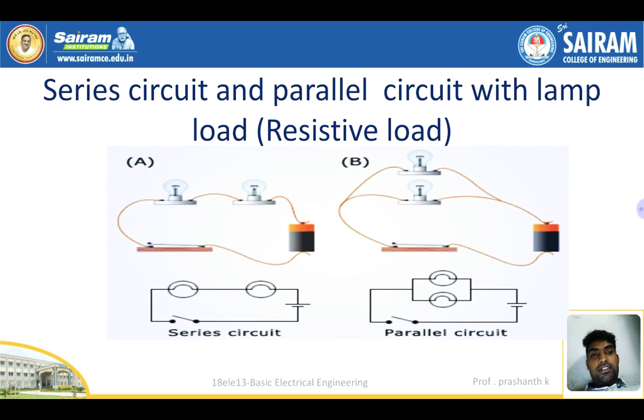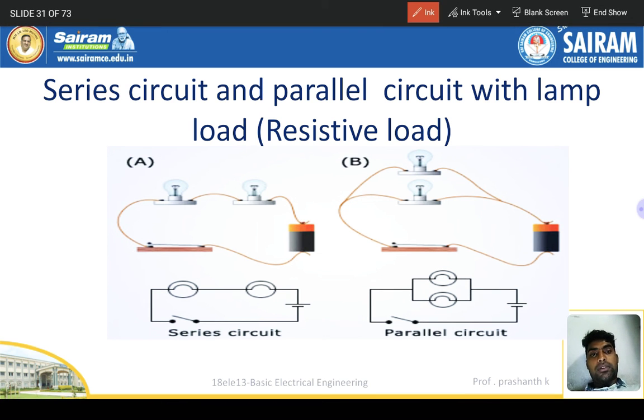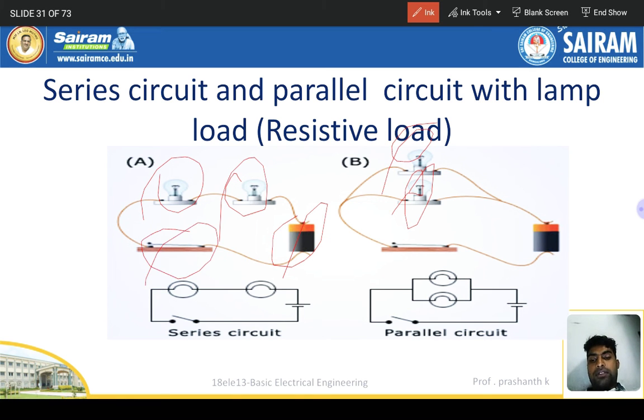As you can see in the diagram for understanding purposes, just consider this is a resistance. Okay, these two are resistances. These two are resistances. So there is a battery and then this one is a switch. So this is an internal circuit diagram, like symbolic representations, with a number of resistors connected in series.